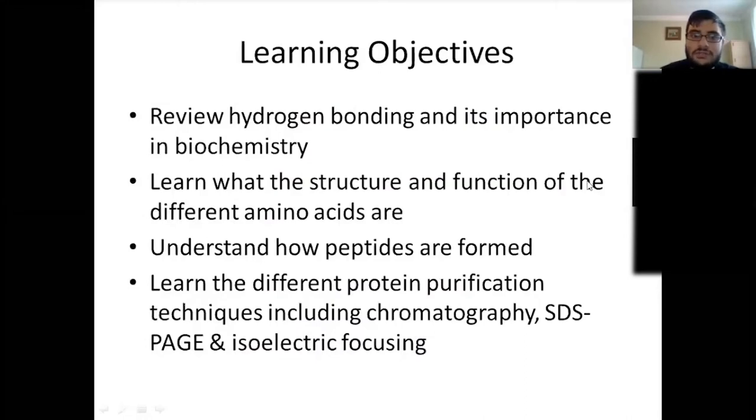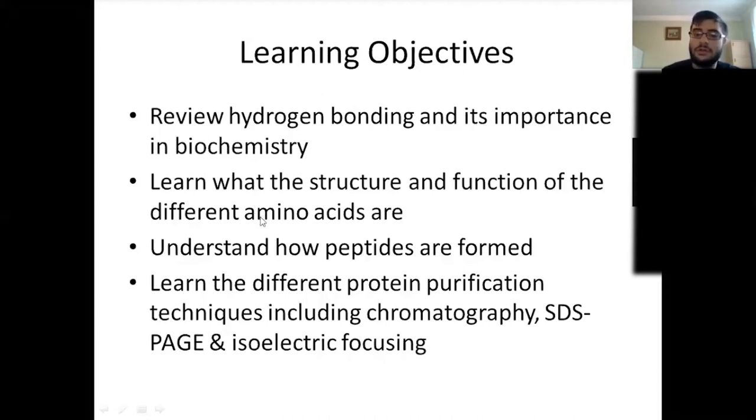So the learning objectives today: one of the main things we'll be learning is reviewing hydrogen bonding and its importance in biochemistry. It's one of the most important factors when looking at protein structure and especially secondary and tertiary structure. We'll also be learning the structure and function of the different amino acids. That's also a very important step, knowing all 20 of the amino acids by name and their structure and the properties of them. Next, we'll be understanding how peptides are formed through peptide bonds.